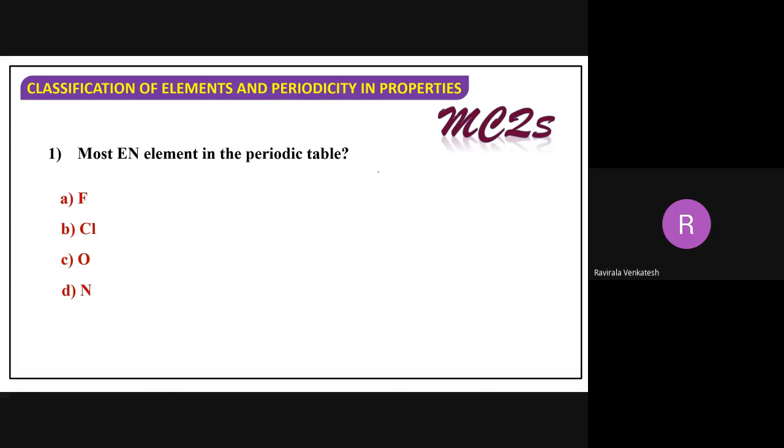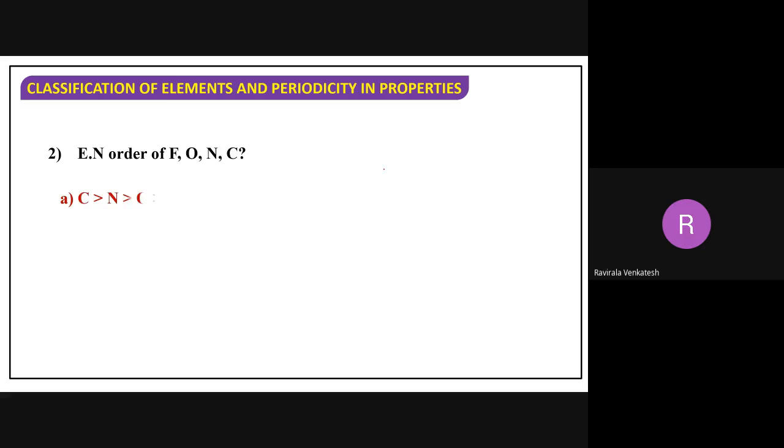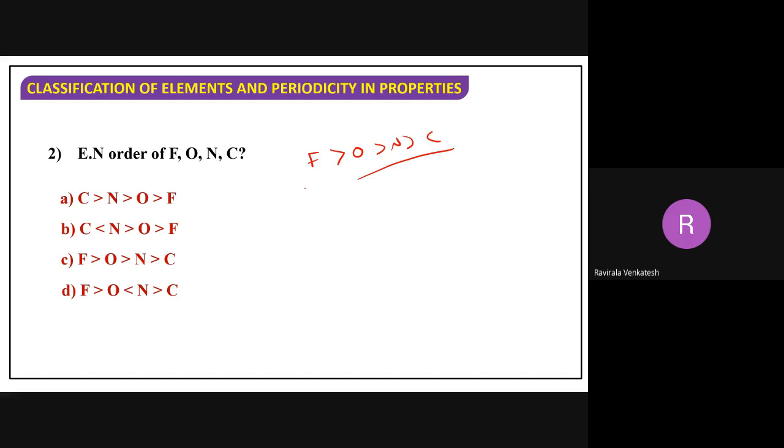It's already done. Most electronegative element in the periodic table is what? Which element is most? Fluorine. Fluorine is the most electronegative. Can you say the electronegativity order for this one? Sir, option C. First fluorine, then oxygen, then carbon. Right. Very good.